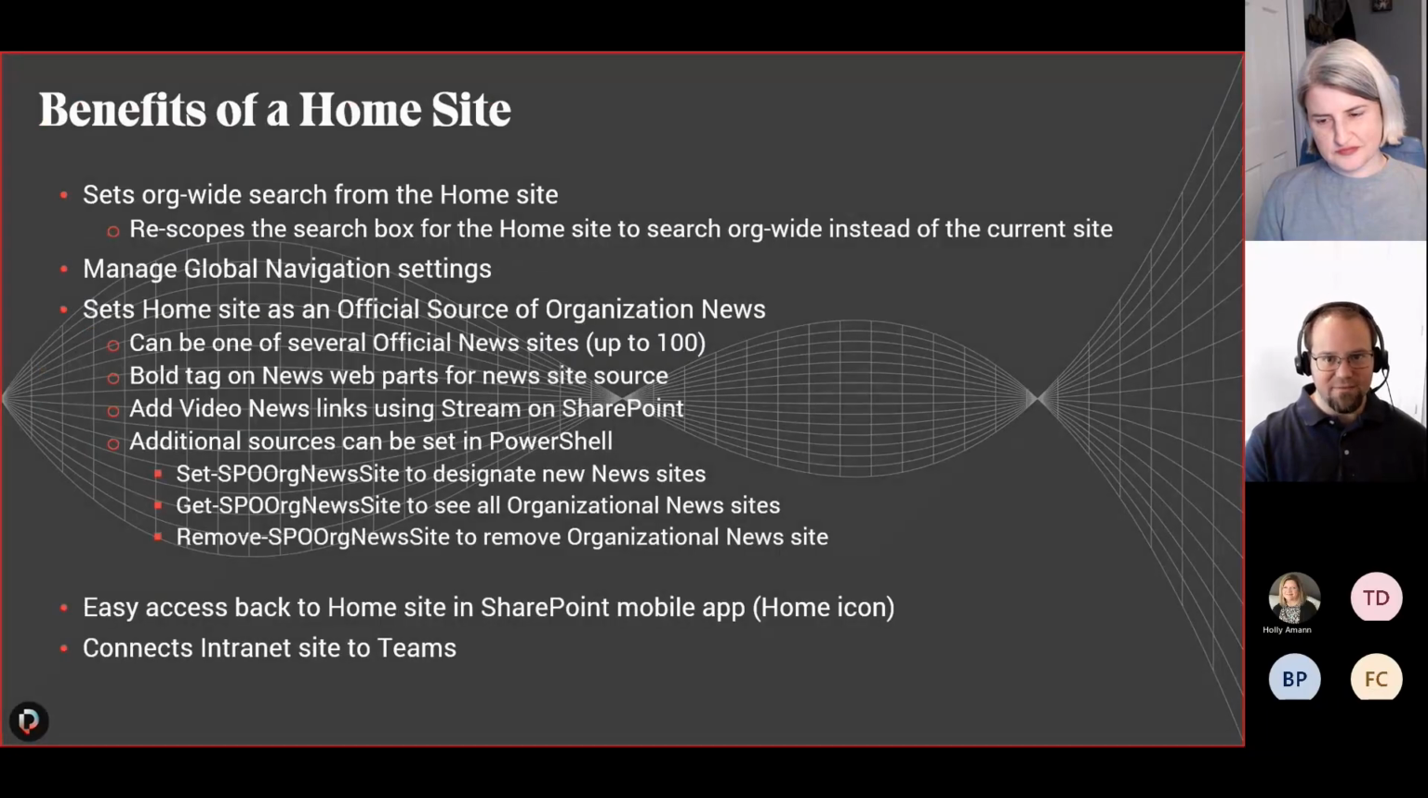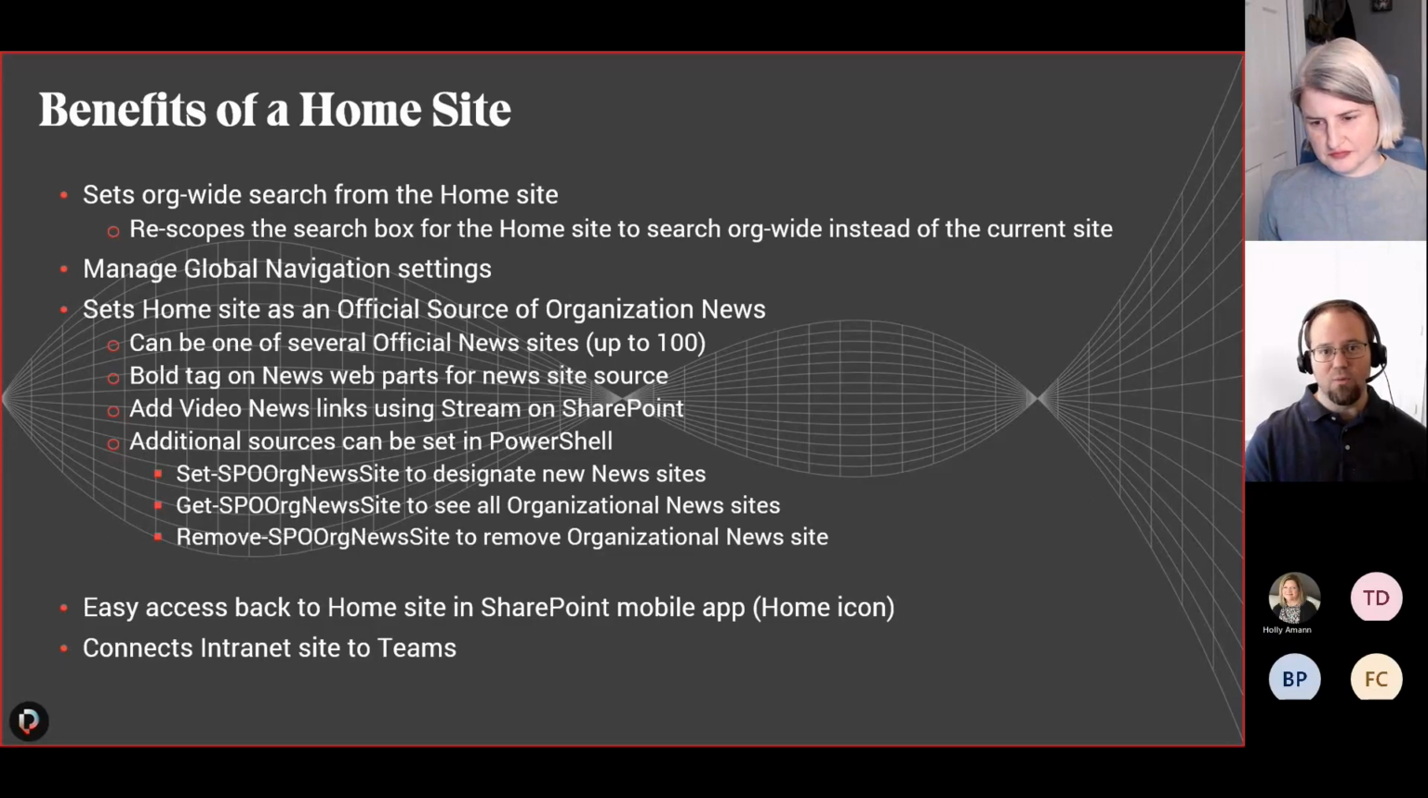So what does a home site give us? This is a little bit of a sidebar here, but the home site, since it's required for Viva, let's take a look at what that actually gets us. It does rescope that search box up in the top suite bar to search org-wide instead of just the current site you're on. That box, generally speaking, will only search the current site that you're in, or once you drill down into a library or a list, it'll search that list. So the scope of that search box will change. So it's searching org-wide rather than just that current site.